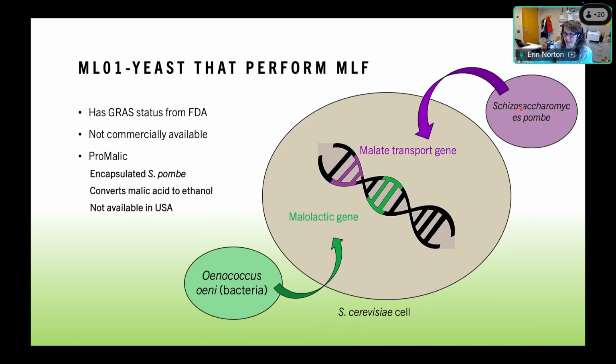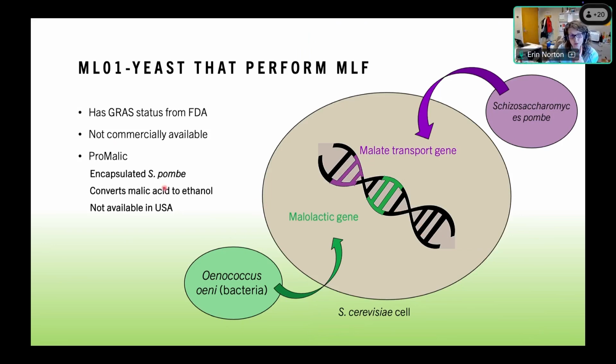So they took that gene and stuck it into Saccharomyces cerevisiae. So now these genes are here. So this yeast is actually making the transporter and the enzyme itself. And so it was able to uptake malic acid and convert it into lactic acid. And it works. I'll be honest, I don't know how effective it is at alcoholic fermentation and how effective it is at doing both at the same time, but it does work.